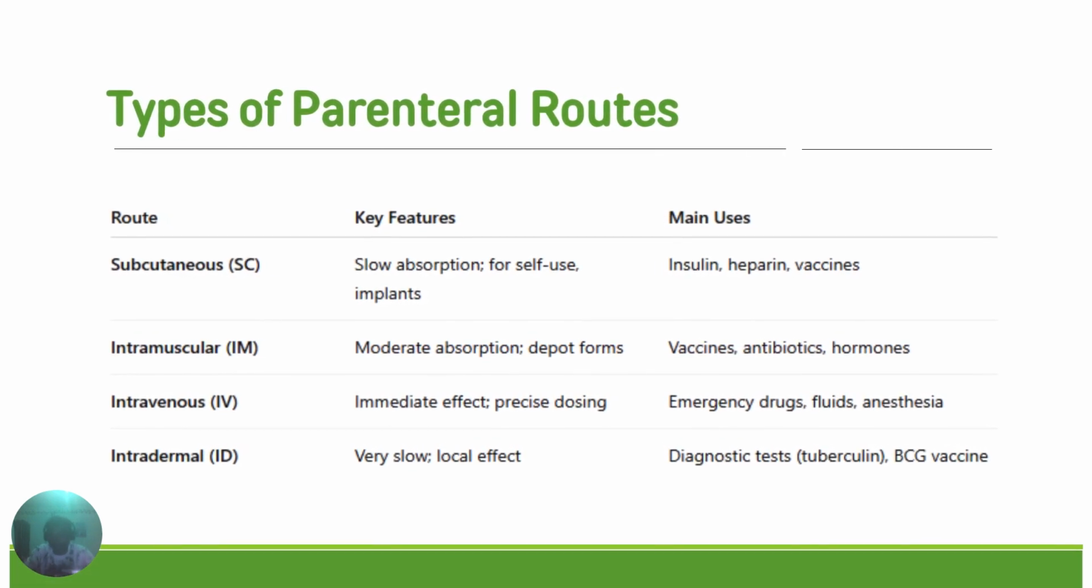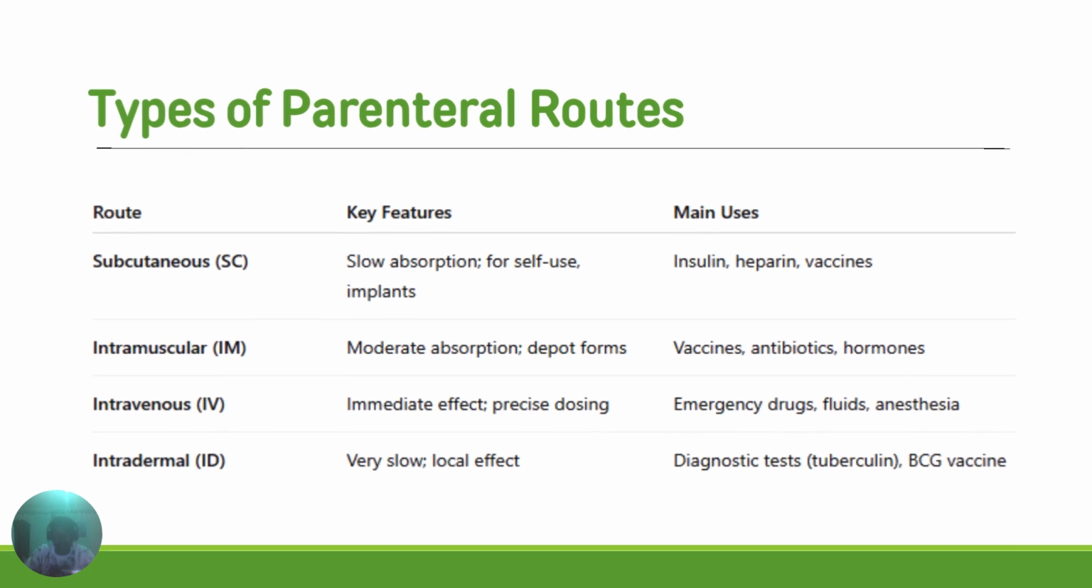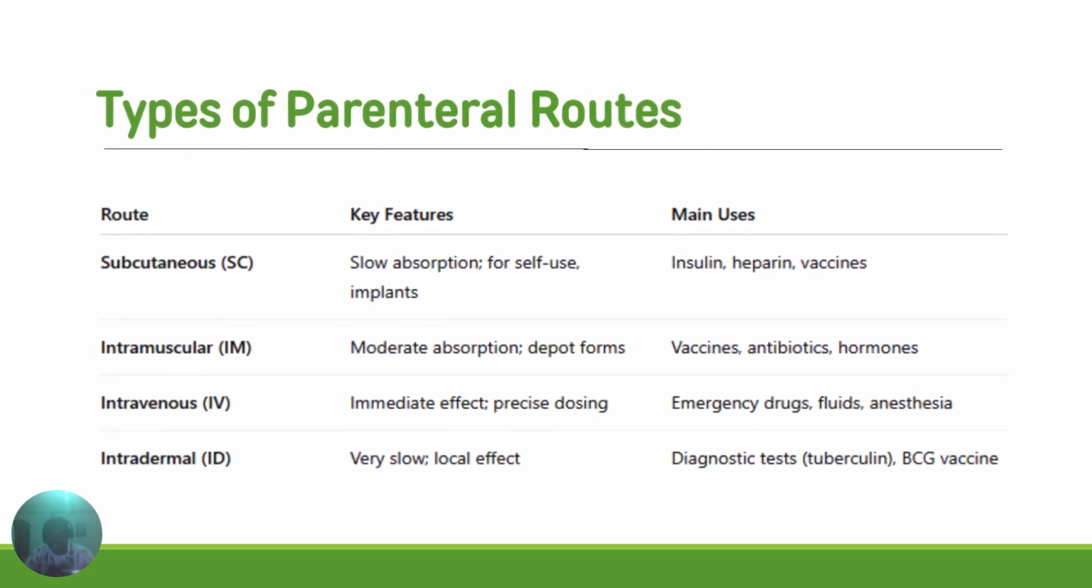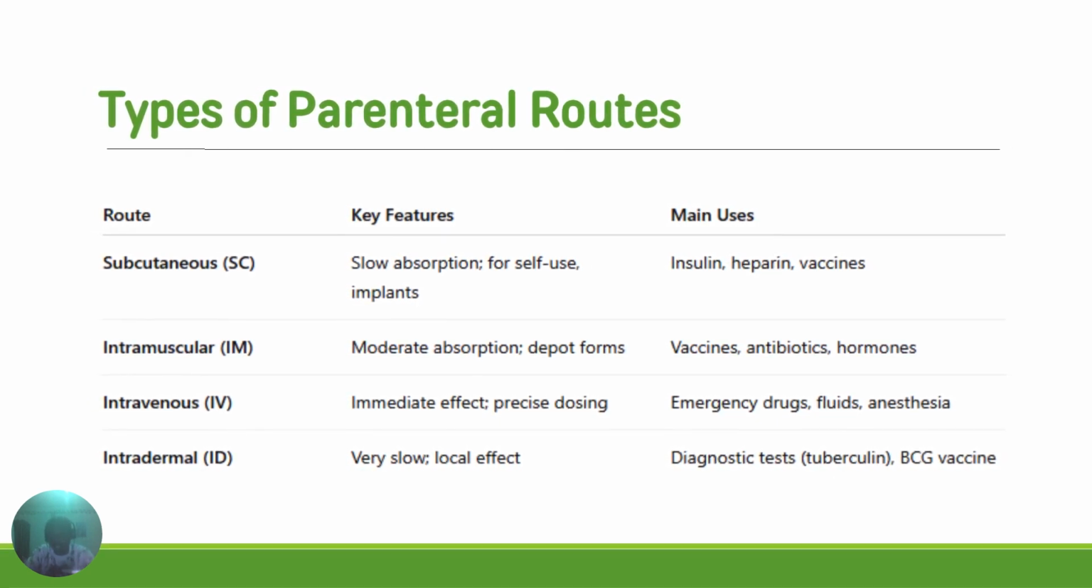So, a quick look at the types of parenteral routes. We have subcutaneous. In subcutaneous, there's a very slow absorption rate, usually for self-use and also implants. A typical example where this is applied is insulin, heparin, and vaccines. Then we have intramuscular. In intramuscular, there is a moderate absorption of the drug, like depot forms. This is used for vaccines, antibiotics, and hormones.